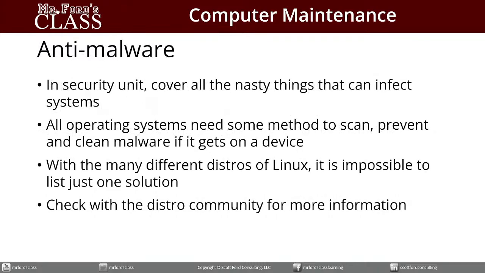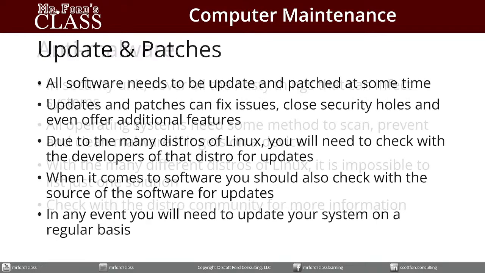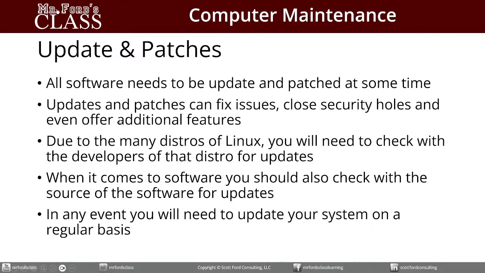Anti-malware. All computers, all operating systems need some sort of anti-malware detection, prevention, and removal. With Linux, there are so many different distros that we're not even talking about what to use. I would suggest checking with the organization that released that distro as far as what they suggest. You can also do a Google search and find different anti-malware solutions for your Linux. Updates and patches: just like every other operating system, you need to update stuff. You're going to patch your software and update it. Again, so many different distros of Linux. You're going to have to check with the developer for how they want you to update their stuff.